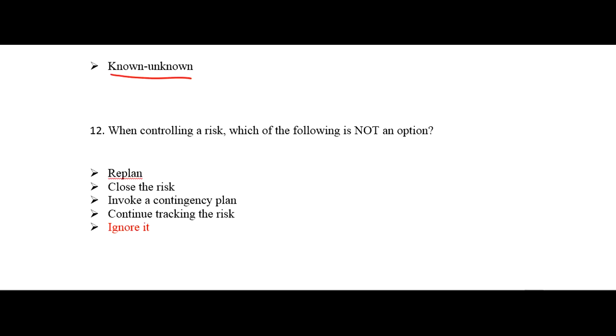Question number 12. When controlling a risk, which of the following is not an option? You have to always replan when you are controlling a risk. You can close the risk. Invoke a contingency plan, yes, you can do that. Continue tracking the risk, yes, you have to do that. Which should not be an option is ignoring it. You cannot ignore a risk when controlling it.